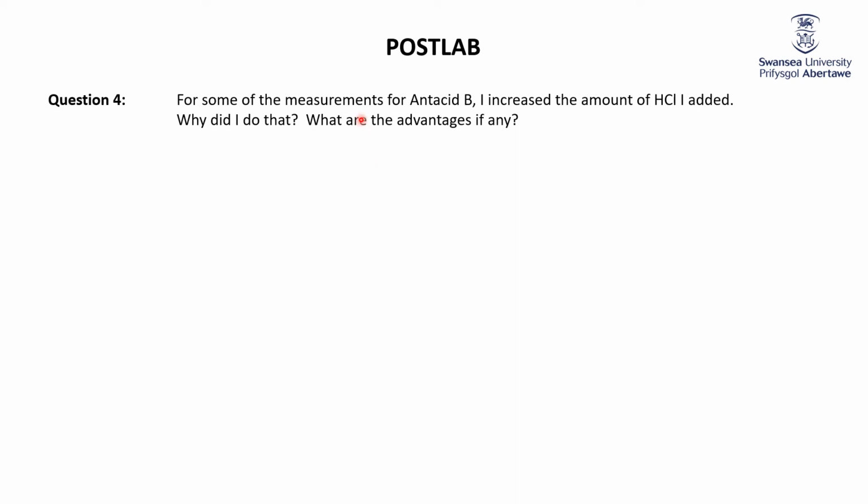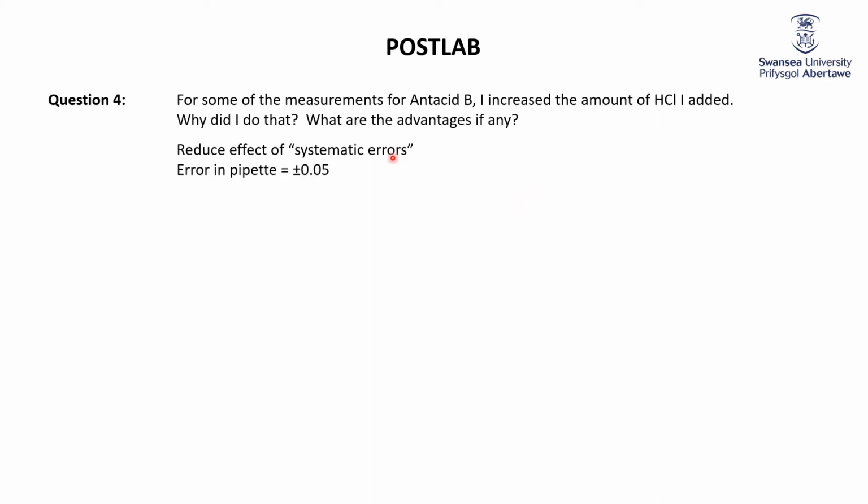Returning to the Postlab questions. Some of the measurements in B, I increased the amount of HCl I added. Why did I do that? What are the advantages, if any? If you remember, I went from 25 to 30 cubic centimeters of HCl. The reason for that is we just reduced the effect of systematic errors.